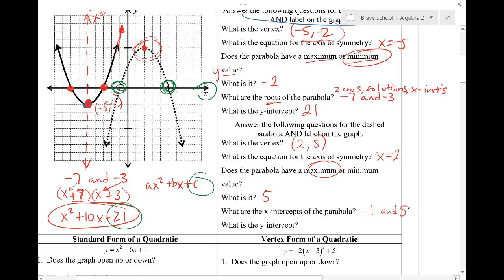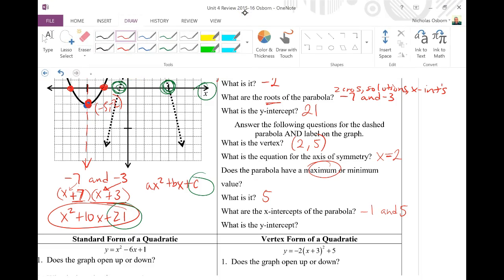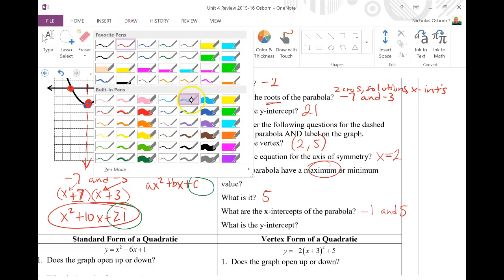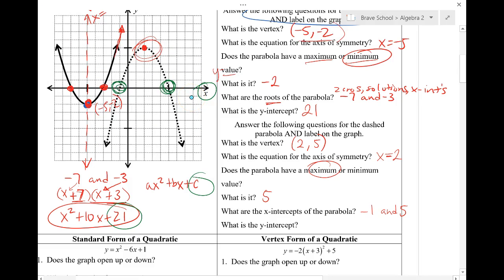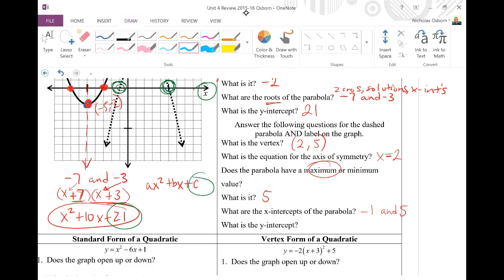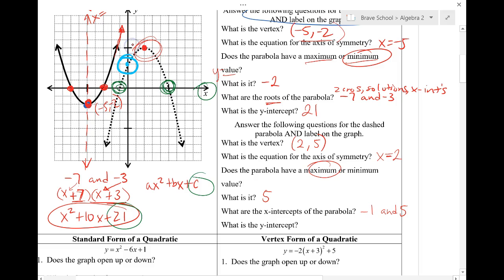Now the y-intercept. For this one, the graph clearly crosses the y-axis at some point, so we don't actually have to find the equation this time. It crosses right there at that point. So our y-intercept is going to end up being 3. Okay? All right, so go ahead and do the problem.